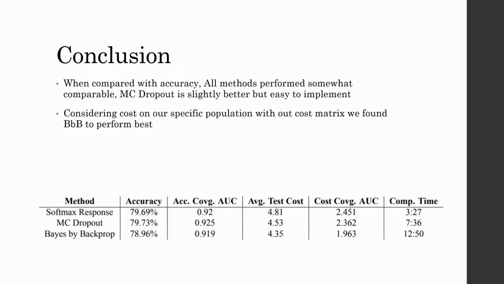So just to conclude, when compared to accuracy, it's difficult to really say, especially when we use our uncertainty metric. There's no clear winner here. Although MC dropout seems to perform slightly better and is easy to implement, so perhaps that should be considered. But if you're considering a cost of misclassification on our specific population with our specific cost matrix, then as we can see here, looking at our cost coverage curves, Bayes by backprop performs better across all values of coverage, even though it is fairly more computationally expensive to run.